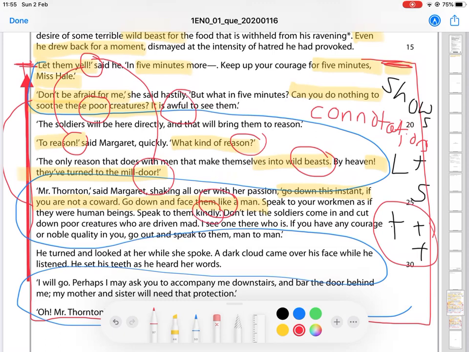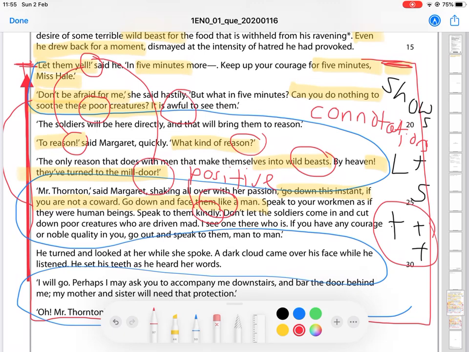The adverb kindly. Her language is very positive. Positive language. Ignore the writing. And all I've done here, guys, very simple, is I've just looked at the thoughts and the feelings of these people. I've only done what the question is asking me to do.